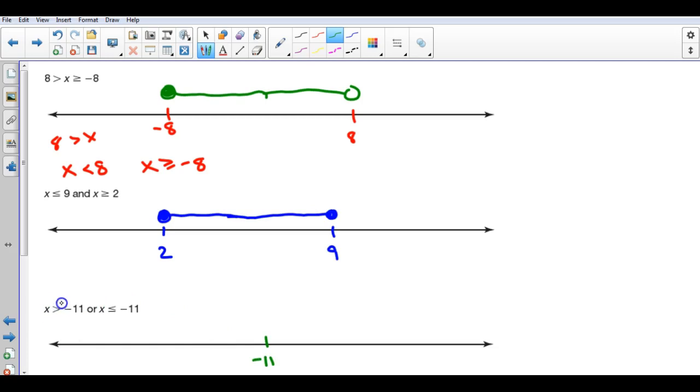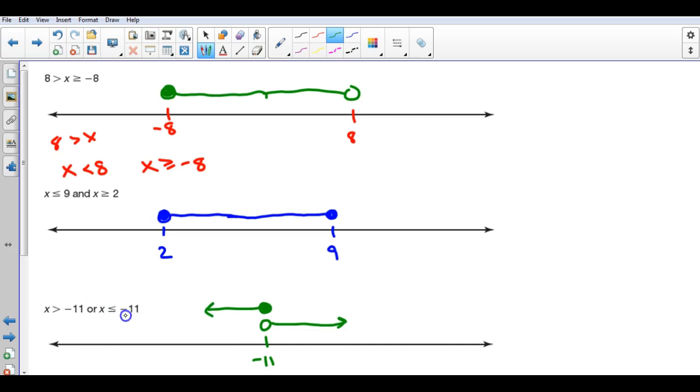First of all, x is greater than negative 11 means it's going to be all the numbers greater than it, so open dot, shaded to the right because that would mean greater than, or it's all the numbers including negative 11 but shaded to the left because it says less than or equal to. So let's think about that. That really seems like it's strange.